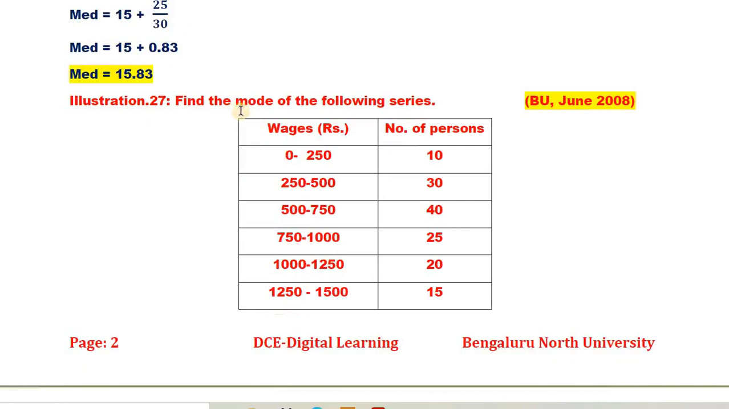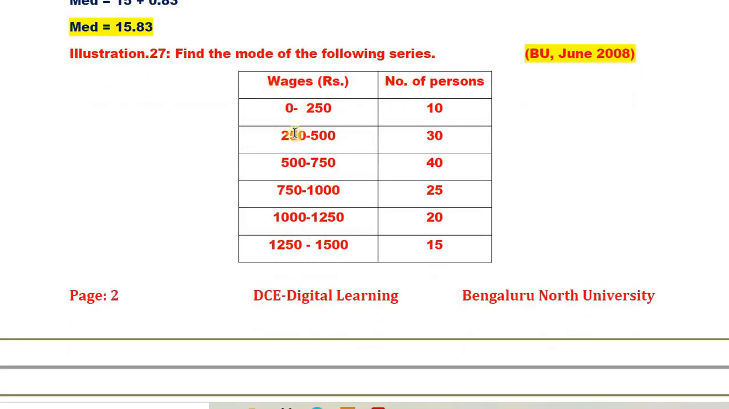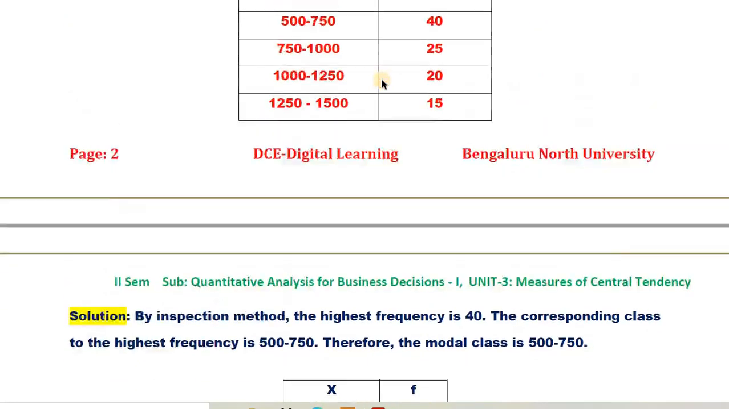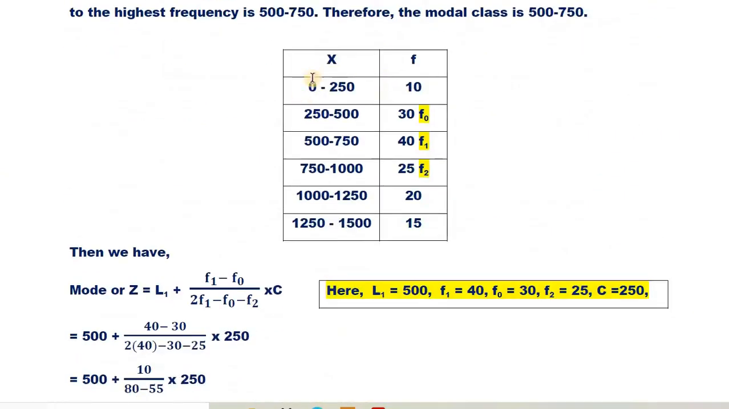Illustration number 27. Find the mode of the following series. Here wages are given between 0 to 250, 250 to 500, 500 to 750, 750 to 1000, 1000 to 1250, 1250 to 1500. The width of the class interval here is 250. The number of persons are 10, 30, 40, 25, 20 and 15. To calculate the mode, let us prepare a table with 2 columns.